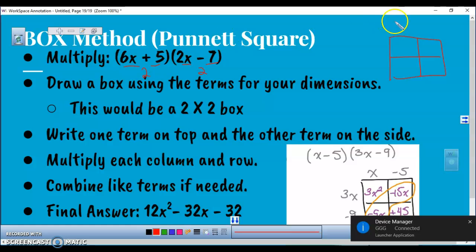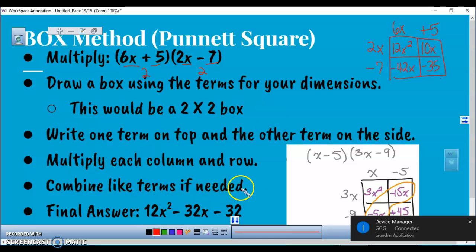Excuse my box drawing. Write one term on top and the other term on the side. So the term on top would be 6x plus 5 and 2x minus 7. If you notice, I put the negative 7 by itself. Okay, the negative does not belong to the 2x, it belongs to the 7. Multiply each column and row. So in this first one, I'm multiplying 6x and 2x. That gives me 12x squared. And this next top right one, I'm multiplying 5 and 2x. That gives me 10x. Bottom left, that would give me negative 42x. Then bottom right, negative 7 times 5 is negative 35.